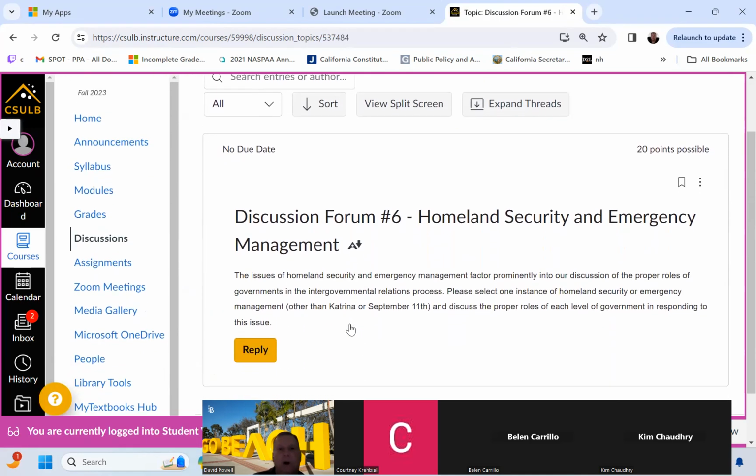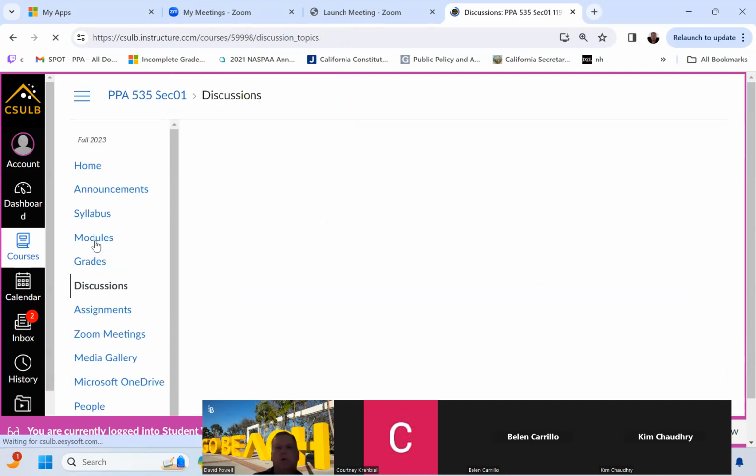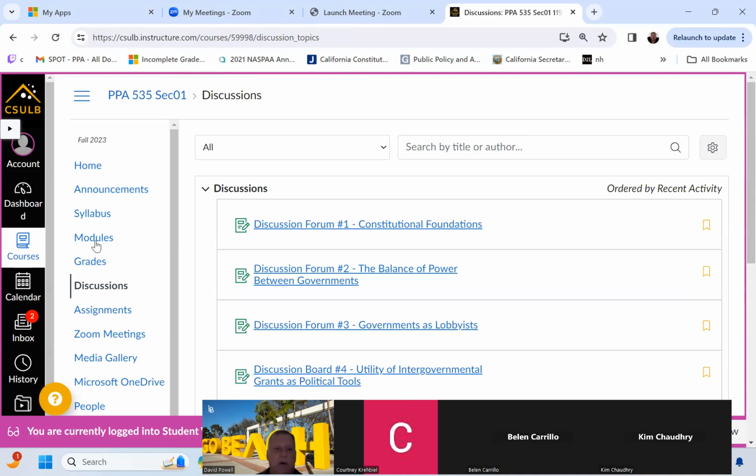And then the optional one, number 6, Homeland Security and Emergency Management. Issues of Homeland Security and Emergency Management factor prominently into our discussion on the proper roles of governments in the intergovernmental relations process. Please select one instance of Homeland Security or emergency management other than Katrina or September 11th, because those will be discussed in the articles and in class, and discuss the proper roles of each level of government in responding to the issue. So those are the discussion boards. Again, the sixth one is an optional one for you.